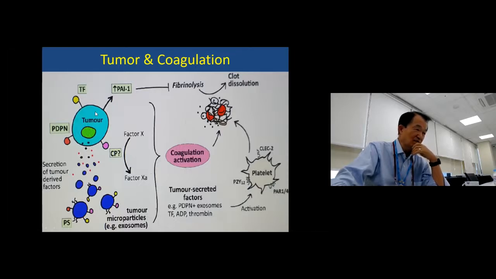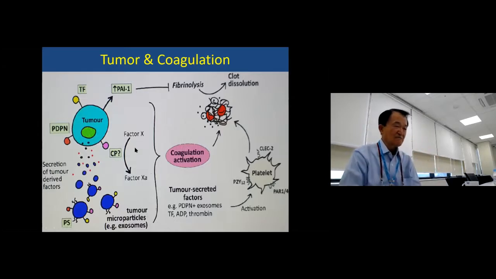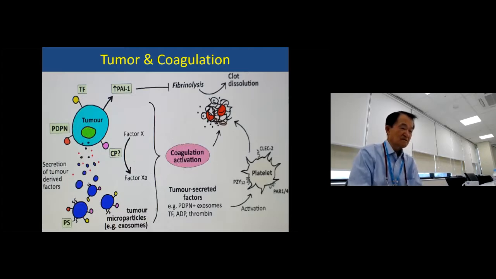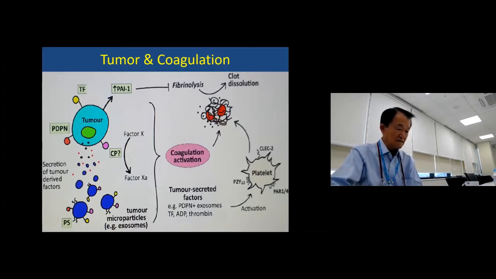It's certain growth factors, but a lot of factors and enzymes, and that will also contribute to factor 10 being converted to factor 10A. And also the tumor produces lots of microparticles like exosomes. This also contributes to some coagulation activation. So the tumor secretes a lot of thrombin, growth factors, and other things together.